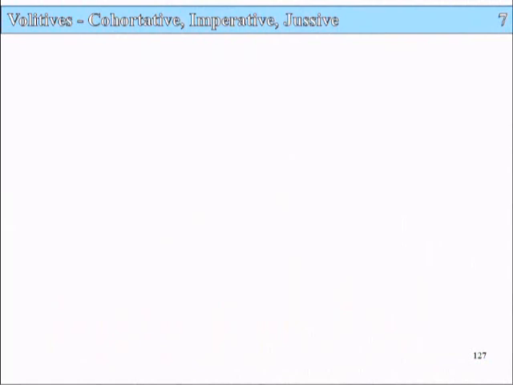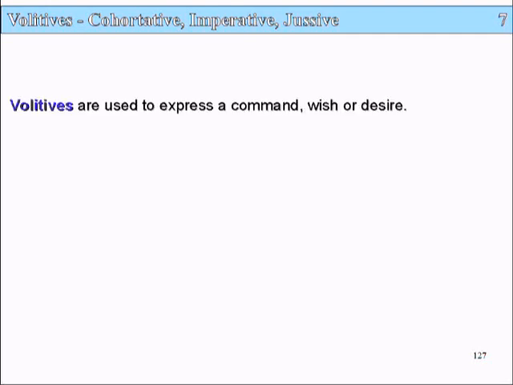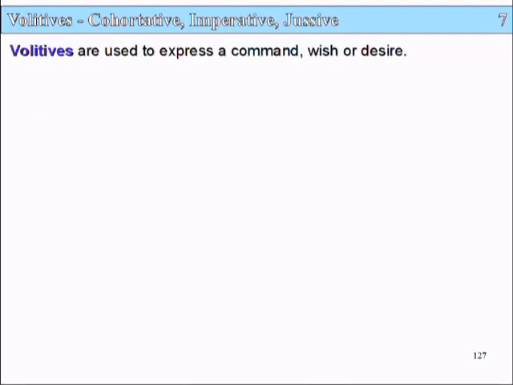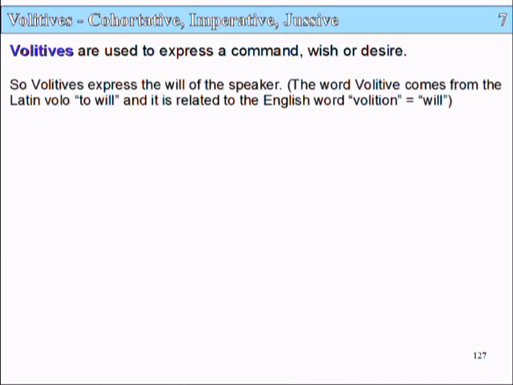Slide 127, Lesson 7, Volitives, the Cohortive, the Imperative, and the Jussive. Volitives are used to express a command, wish, or desire. So volitives express the will of the speaker. The word volitive comes from the Latin volo, to will, and it is related to the English word volition, meaning the same thing, to will.